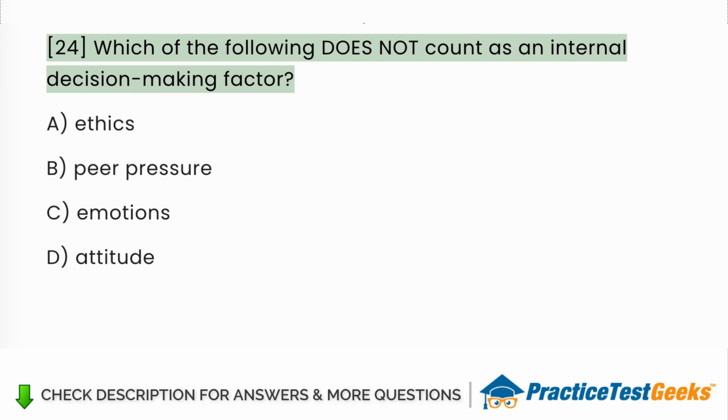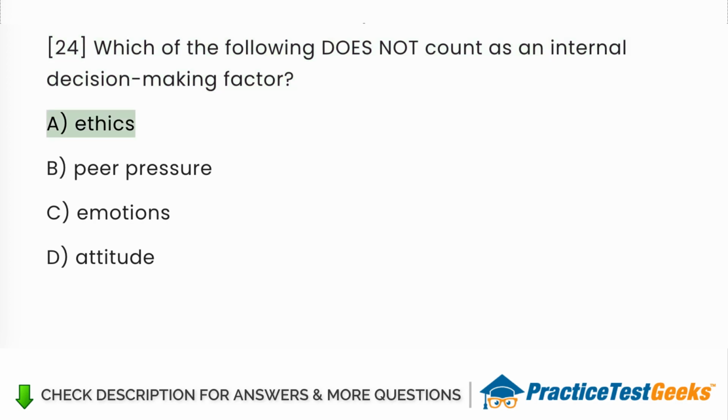Which of the following does not count as an internal decision-making factor? A. Ethics. B. Peer pressure. C. Emotions. D. Attitude.